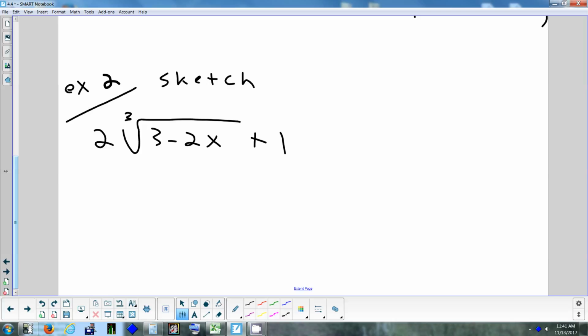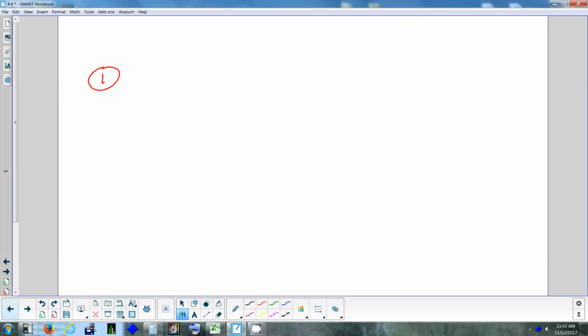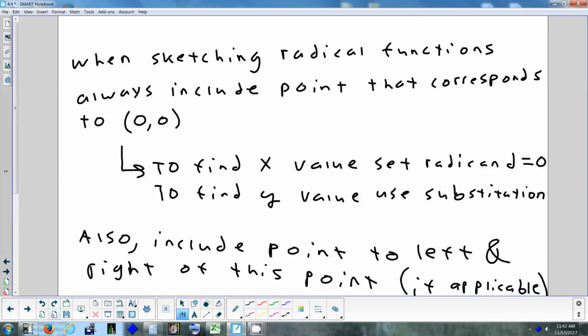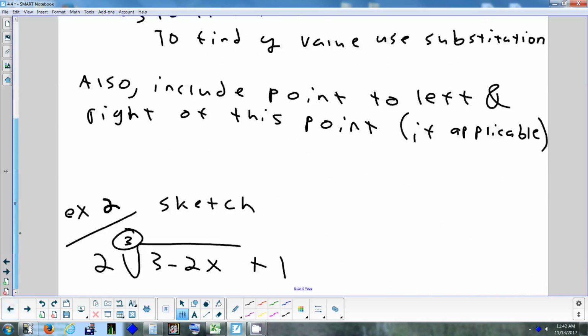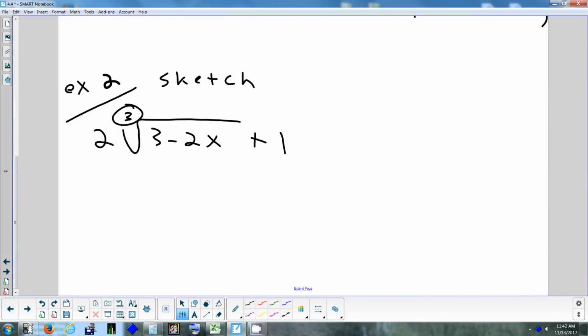Okay, but the point on this one is to graph it. Is this the kind of graph that's going to go both directions or just one? Yep, it's going to go in both. So step 1, to get the x value, set the radicand equal to 0. 3 minus 2x. Set it equal to 0 and solve.